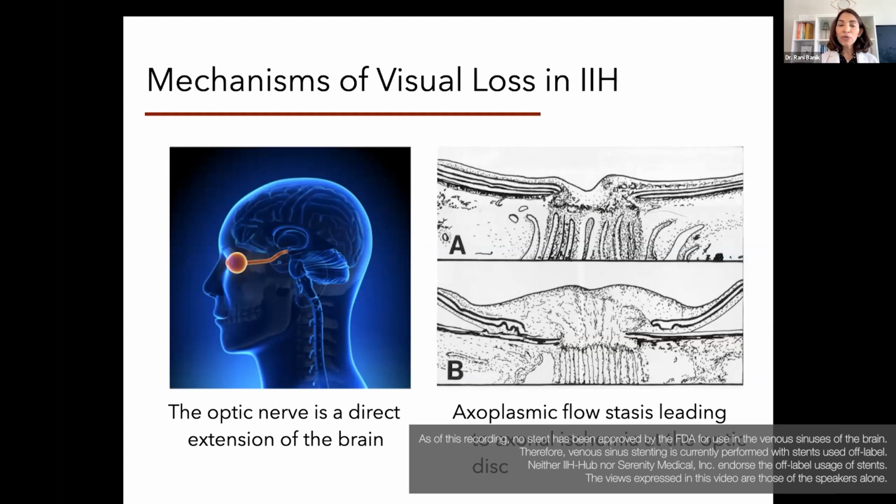Well, first of all, we look for various mechanisms of vision loss. And of course, the most commonly seen one is papilledema. And why do people develop papilledema with raised intracranial pressure? Let me give you just a very brief explanation.